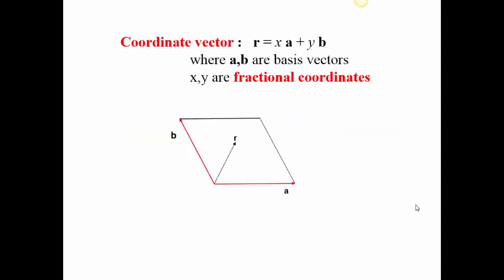We have a coordinate vector R, and the coordinate vector has 2 basis vectors. It's a vector on both sides of the equation, and here A and B in 2 dimensions are the basis vectors. Here they are, A and B, and we're going to introduce the fractional coordinates x and y. To see the fractional coordinates, we can draw these dotted lines parallel to the A and the B. We're actually looking at the projections.